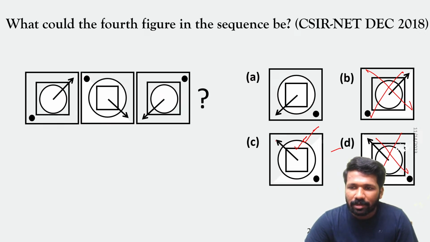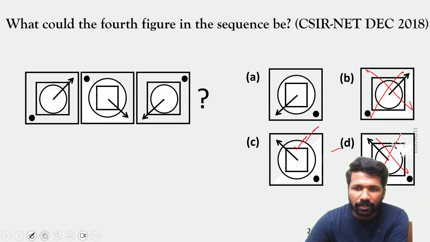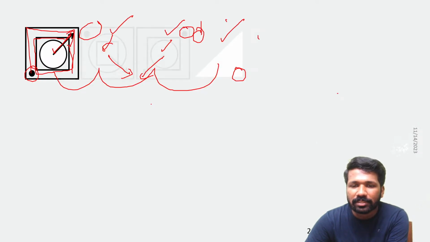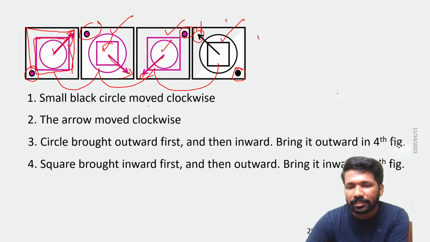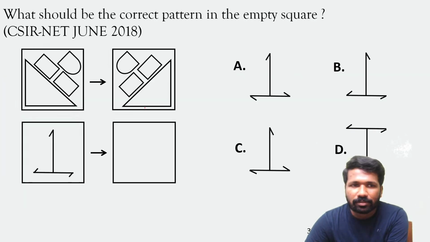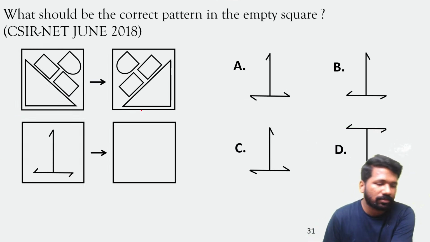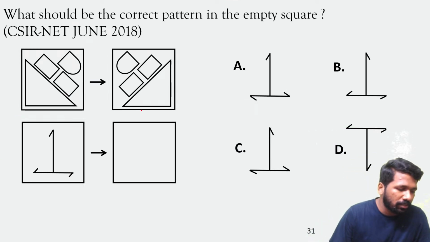And arrow, and one second. It should be, yeah, circle outside, square inside. That is satisfied only in option C. So option C will be the correct answer. Now next question is even easier. Try this, all of you. Very simple question.